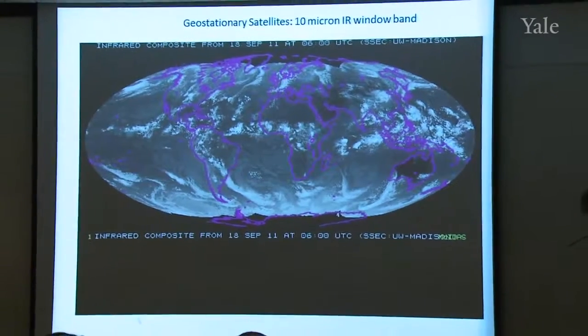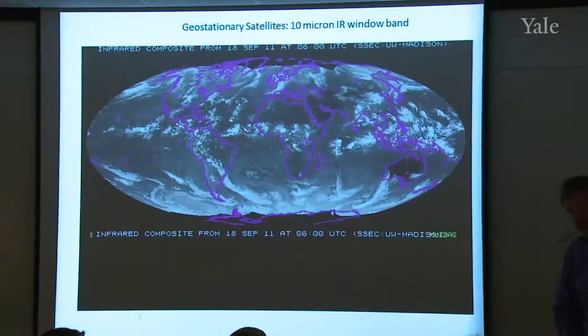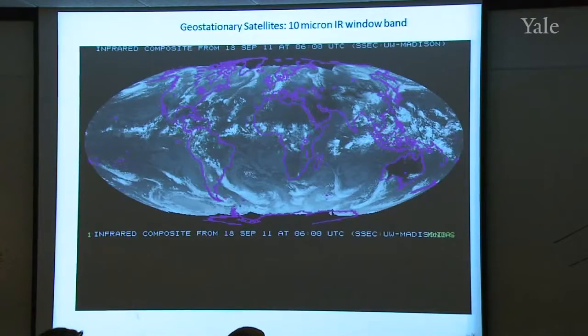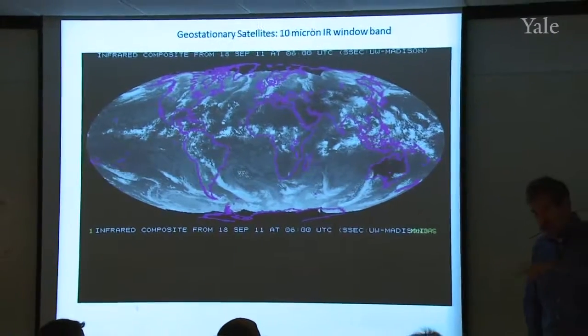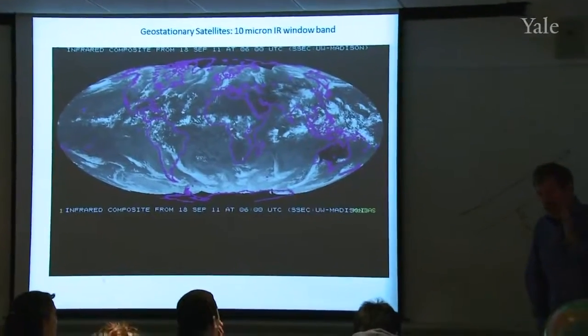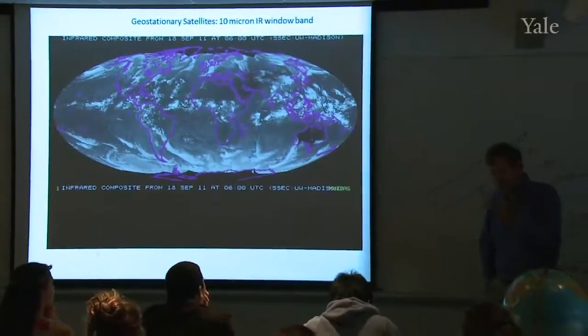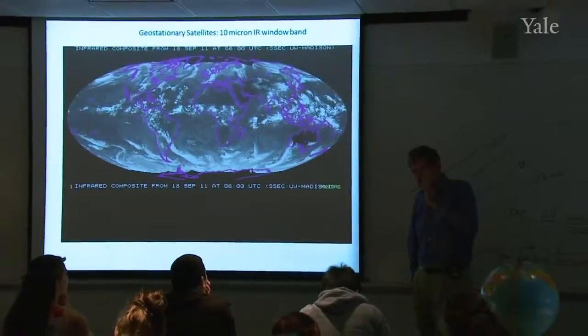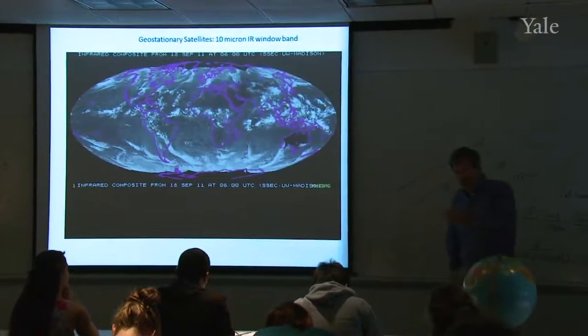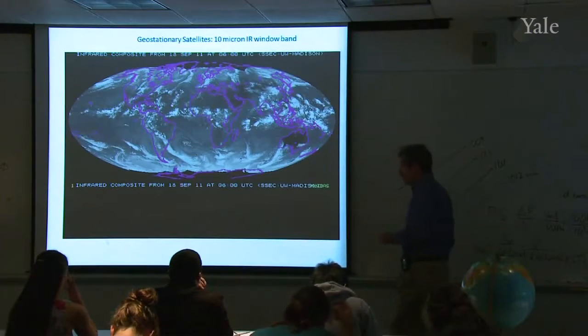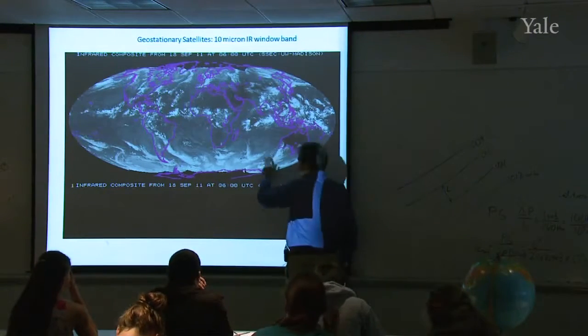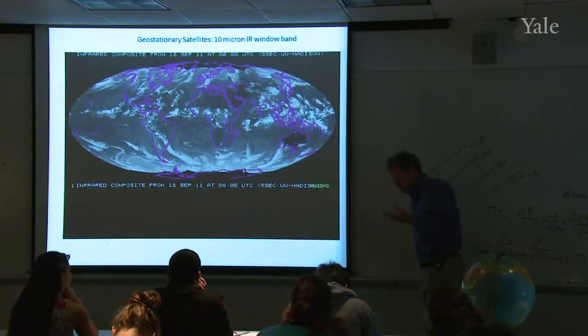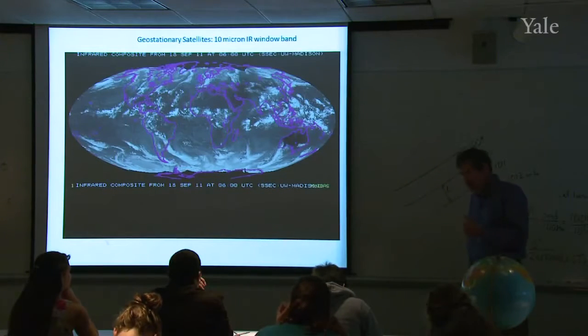The wavelengths being used here are roughly in the range of 8 to 12 microns. There happens to be an atmospheric window there, which allows those photons to move through the atmosphere without being strongly absorbed. And therefore, what we're seeing is the intensity of that radiation emitted by the Earth reaching the satellite.